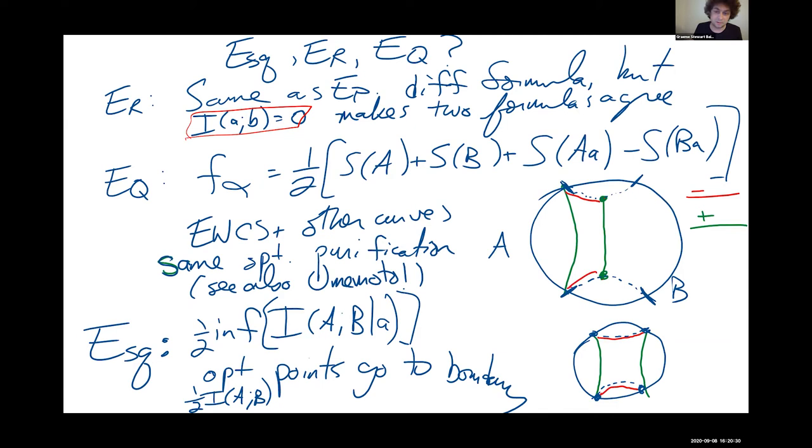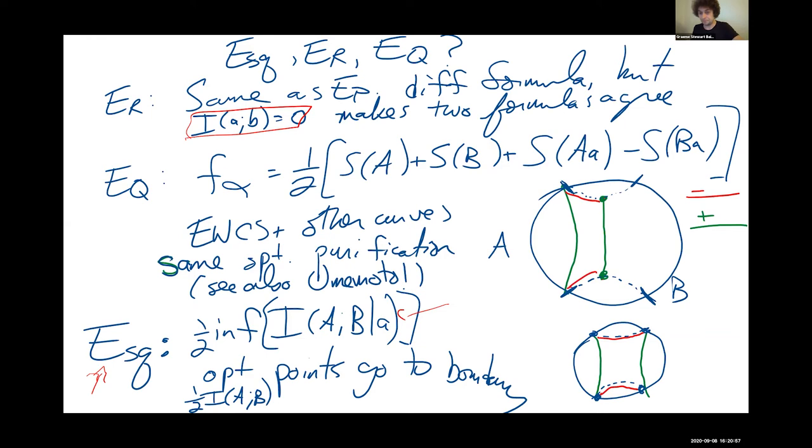And the squashed entanglement does something cute too. The optimizing configuration for the squashed entanglement is not related to the entanglement wedge cross-section, but instead basically all the points go to the boundary. So it's like a trivial purification. Everything either goes to big A, little a, or everything goes to little b, and that gives you the best value for the objective function.